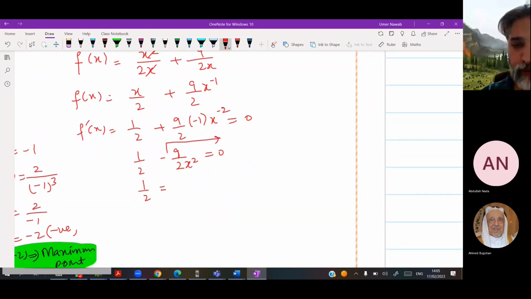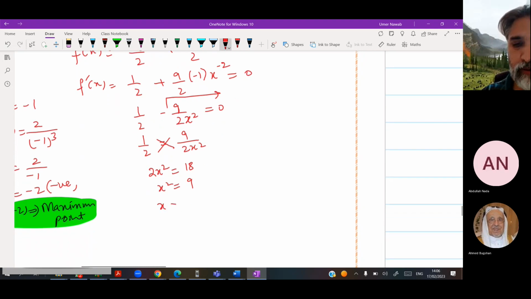So half is equal to 9 over 2x squared, do the cross multiplication. So 2x squared is equal to 18. X squared is equal to 18 divided by 2, which is 9. And then x is equal to plus or minus 3. So I got x equals 3 and x equals -3.